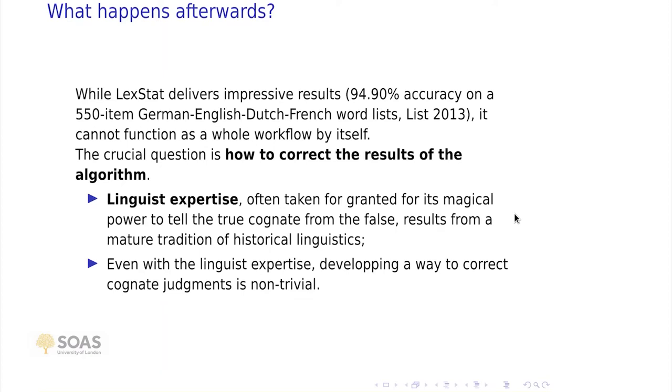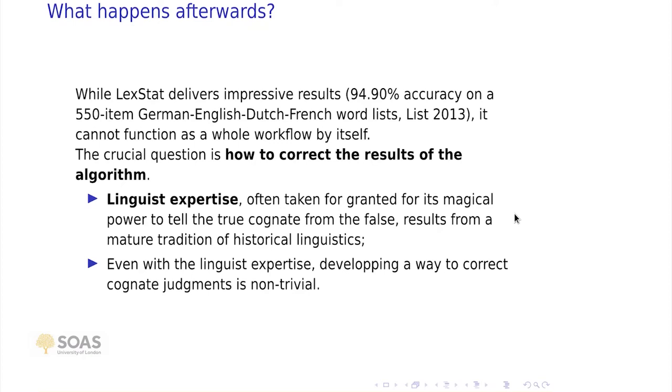This problem itself has two dimensions. The first thing is, of course, our idea that we want to explore new language groups. When you develop an algorithm, you think that there are trained specialists who have this magical power to tell the true cognate from the false. This magical power is downstream of a very, very mature tradition of historical linguistics. So basically, if we don't think very deeply about those kinds of problems, you're having computers help people do things that people can already do, but cannot help people do things that they don't.